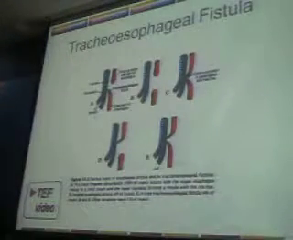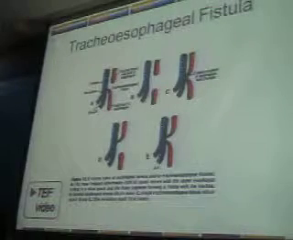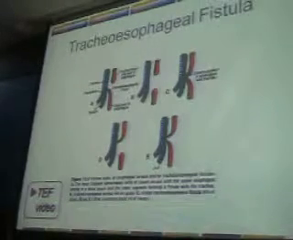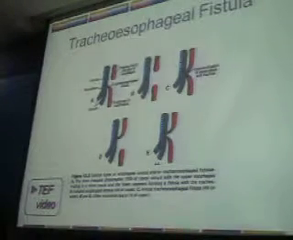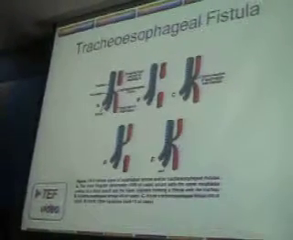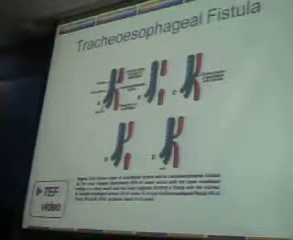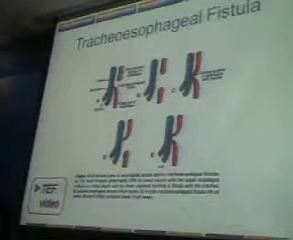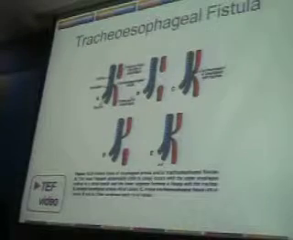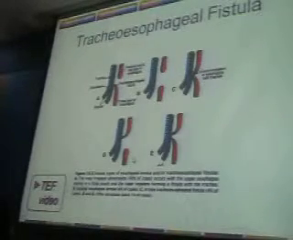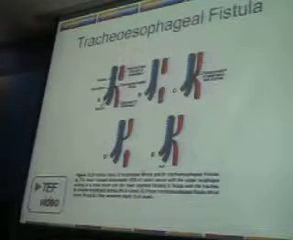Next, pag nag-fail ang tracheoesophageal ridges, the tracheoesophageal septum, to separate the trachea from the esophagus, this is the most common tracheoesophageal fistula. Yung upper part ng esophagus ends in a blind pouch. This is the most common. You'll have other problems, other types of fistula.